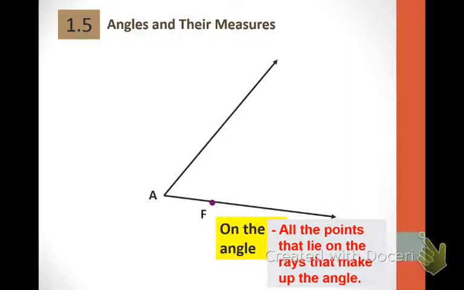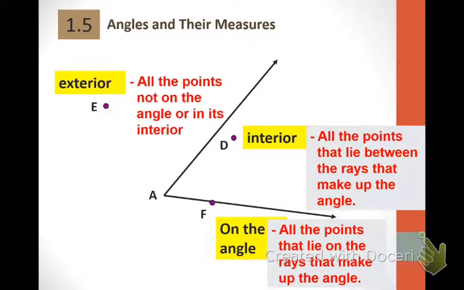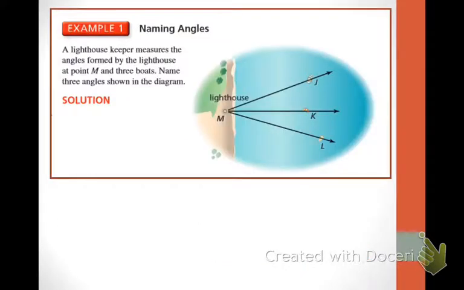What do you think interior means? Inside. On the inside of an angle. And then what do you think exterior means? Outside. So it's not on the inside and it's not on the angle. Therefore, it is outside. You need to write it down. It's just kind of common sense, but I want to make sure that we hit it all.